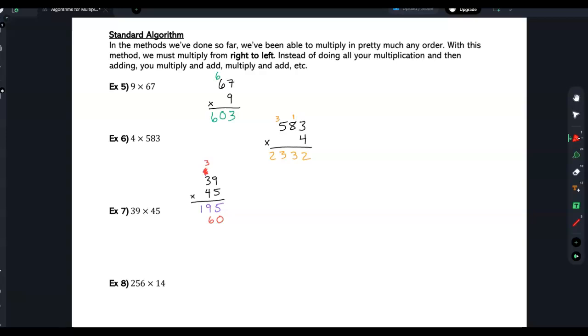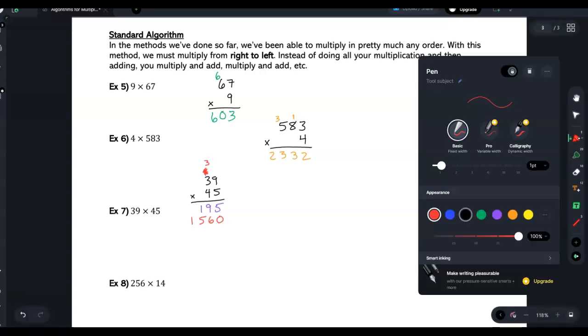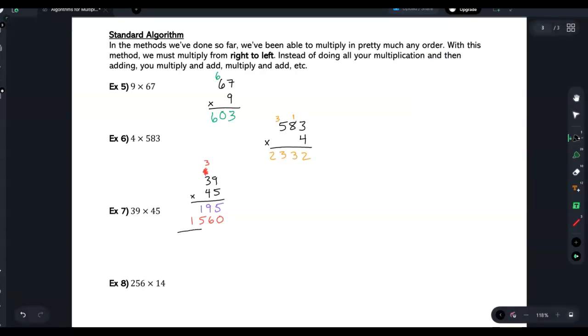So 4 times 9 is 36. I'm regrouping a 3. And then 4 times 3 would be 12, but then I'm going to add the 3 to that and get 15. And there's no place to regroup that, so I just go ahead and write both of those digits down. So I do still have a little bit of addition to do here, but I'm just going to go ahead and add these together. So 5 plus 0 is 5.